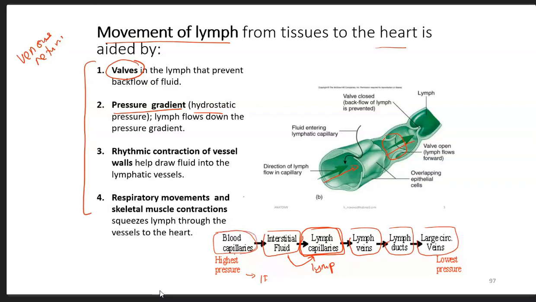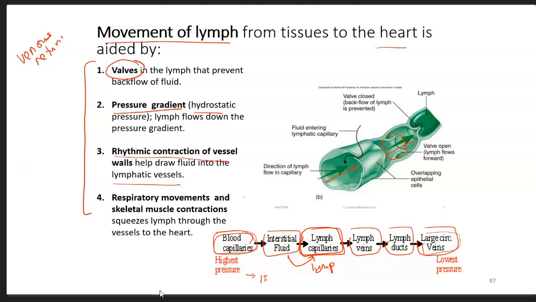So from the lymphatic capillaries until it enters into the vein, the fluid will flow from high pressure to low pressure. Okay, high pressure to low pressure itu yang akan push the fluid forward. Alright. So and then the third factor is the rhythmic contraction of the vessel wall. Okay, so rhythmic contraction of the vessel's wall helps draw fluid into the lymphatic vessels as well.